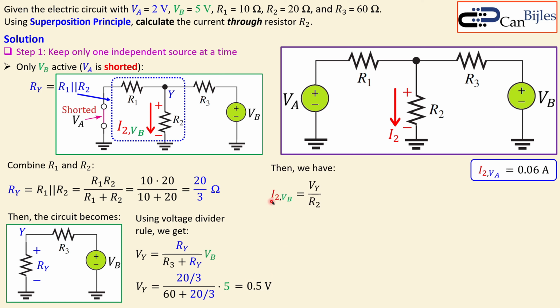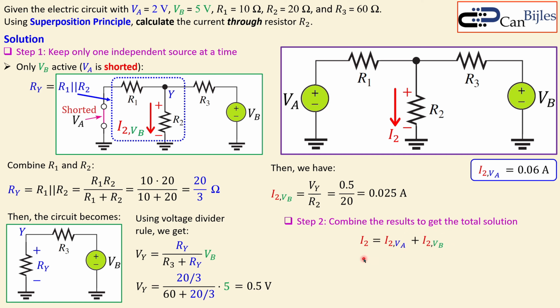Then we have the following. The I2 due to VB is of a similar form. This voltage at this node Y is also the same for the R2, because they are parallel. Then we can say 0.5 over 20, you will get 0.025 or 25 milliamps. Now step 1 is done. We had two separate steps in step 1, one for the VA and one for the VB. Now we need to combine the separate partial results to get the total solution or the net effect.